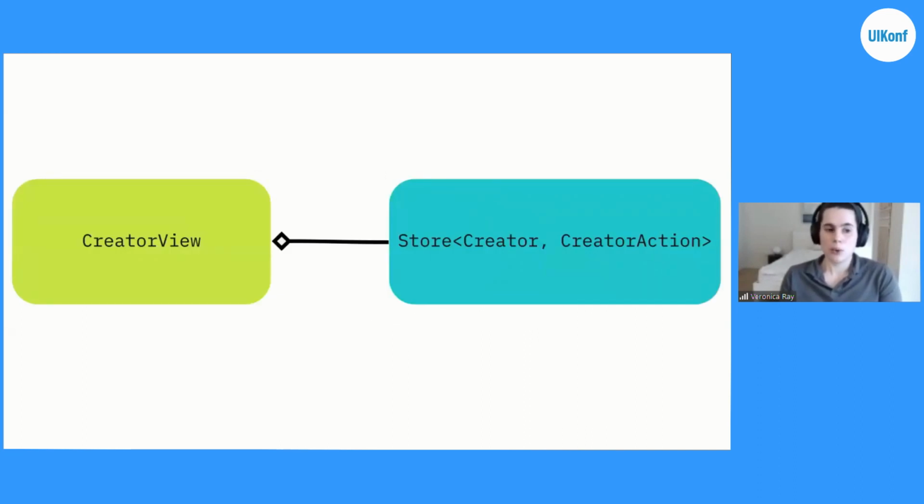So where you're starting from is, I have this creator view, and it contains a store with the creator model and the creator action. And we're already getting better because this store doesn't have the entire app state. It's really just the app state for the creator. But we can do better than that.